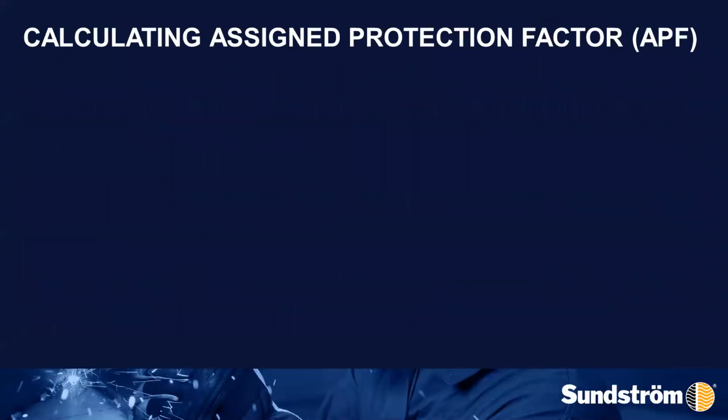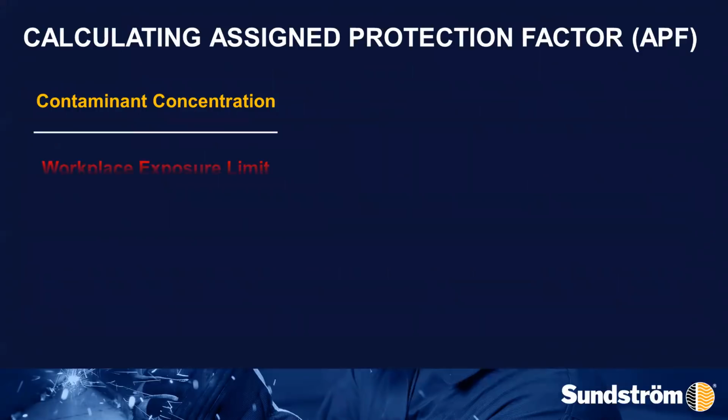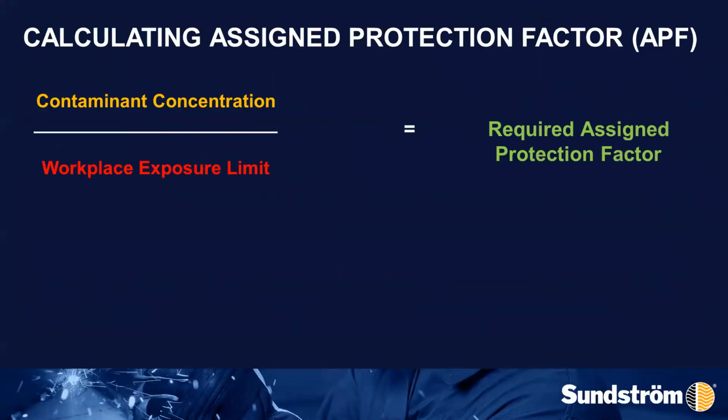So to calculate your assigned protection factors, it's quite a simple calculation. We need to know what the contaminant concentration is in the area where we're working, and what the relevant workplace exposure limit is, and if we divide the contaminant by the exposure limit, we then get the protection factor. So if the contaminant concentration is 200, the exposure limit is 10, that gives us a protection factor of 20. I've chosen those numbers because I'm not very good at maths, and it's very easy to do. But that gives you where you need to be. So that would be a minimum.